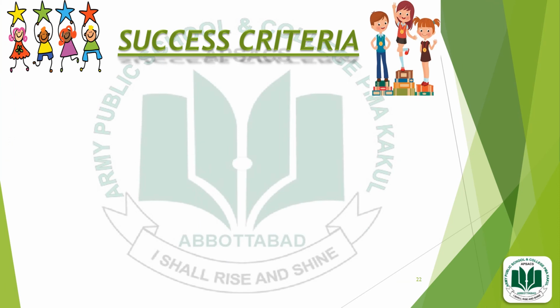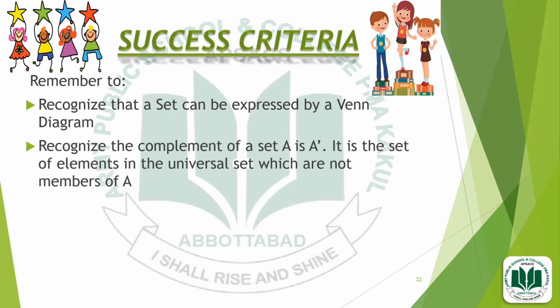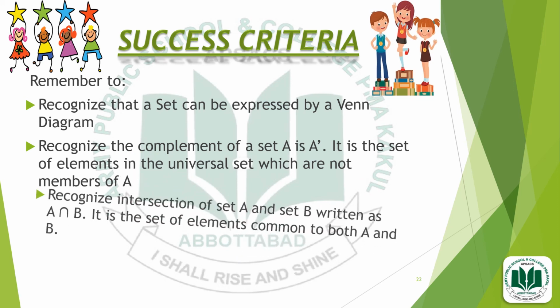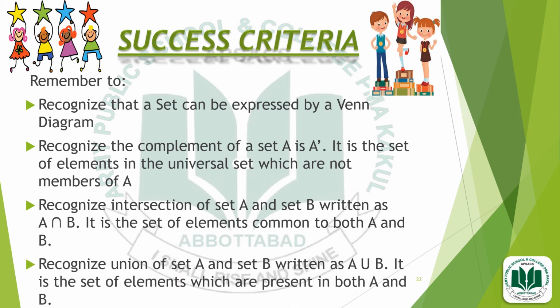Now, there are a few points that I want you to keep in your mind before starting your written work. Remember to recognize that a set can be expressed by a Venn diagram. Recognize the complement of a set A is A complement. It is the set of elements in the universal set which are not members of A. Recognize the intersection of set A and set B, written as A intersection B. It is the set of elements common to both A and B. Recognize the union of set A and set B, written as A union B. It is the set of the elements which are present in A or B.